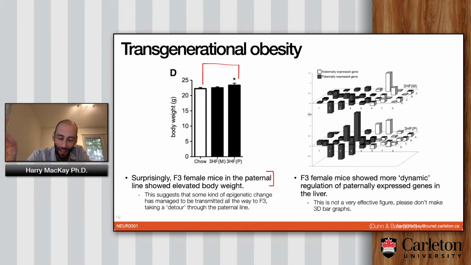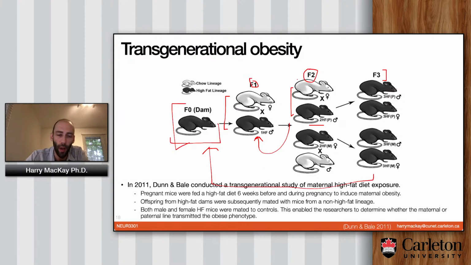So this would suggest that some kind of change, potentially of the epigenetic variety, has managed to be transmitted all the way to F3, taking a sort of detour through the paternal line, which is really quite implausible, or it's a pretty bold claim if you think about it, because here's the mom who's exposed. Anyone who's inside of her uterus is going to experience this and get exposed as well.